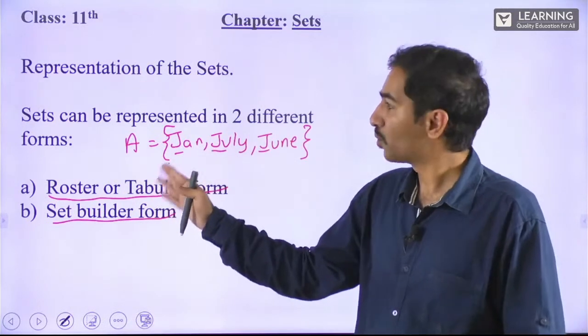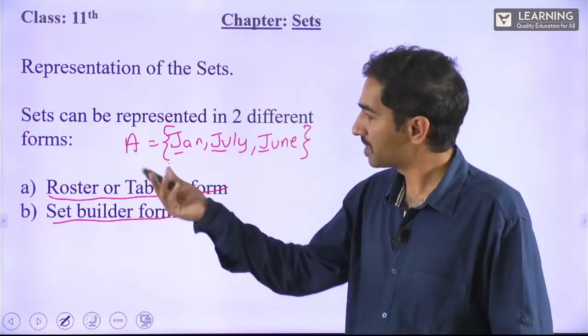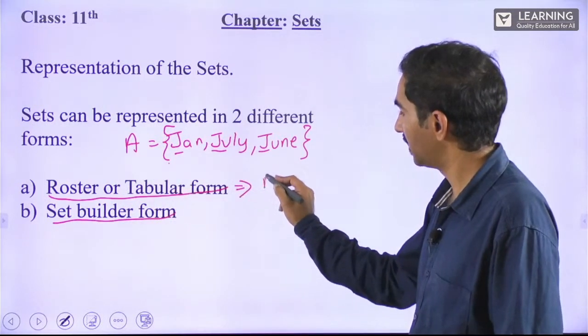So what are these two forms, roster form and tabular form? See, roster form means, let's take another example. Here we'll take an example of multiples of 2.